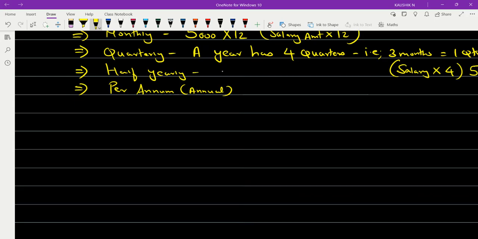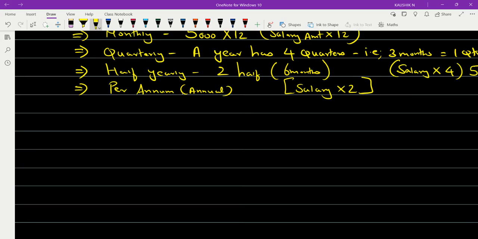Now half yearly basis. A year has got two halves. That is 6 months, 6 months, which is equal to 12 months. So that's why it's half yearly. It is the 6 months, 6 months concept. So the amount of salary should be multiplied by 2. That will give you the answer for half yearly salary amount. Am I making sense to you?